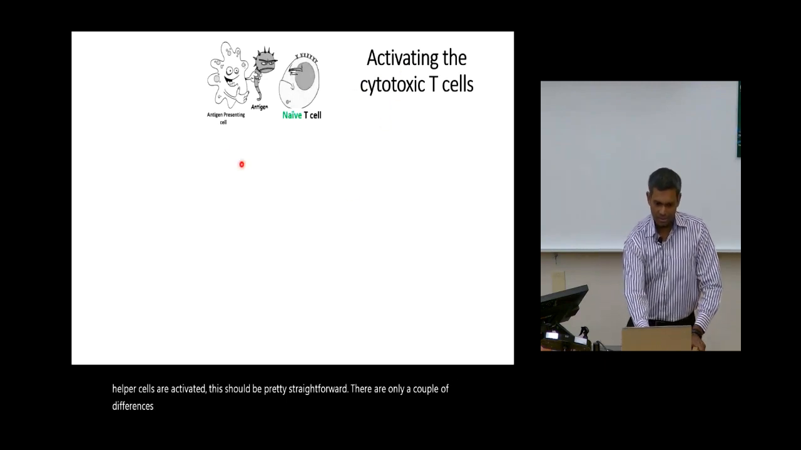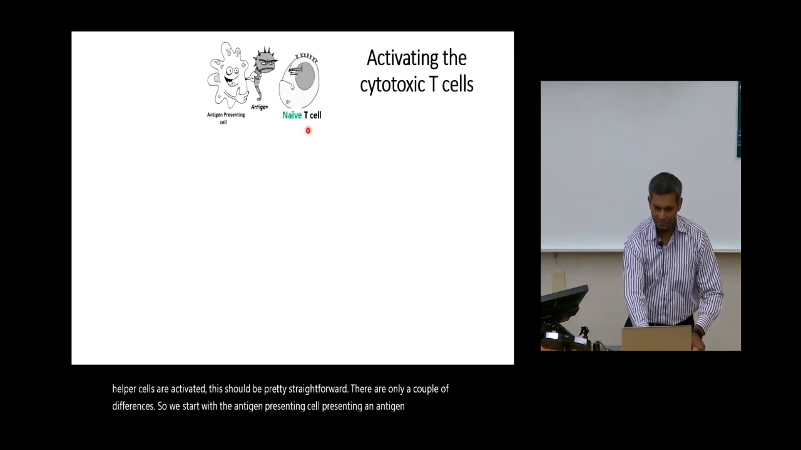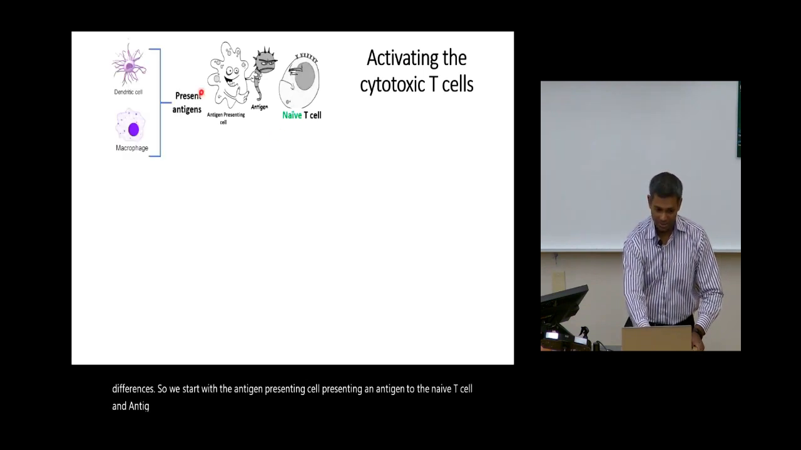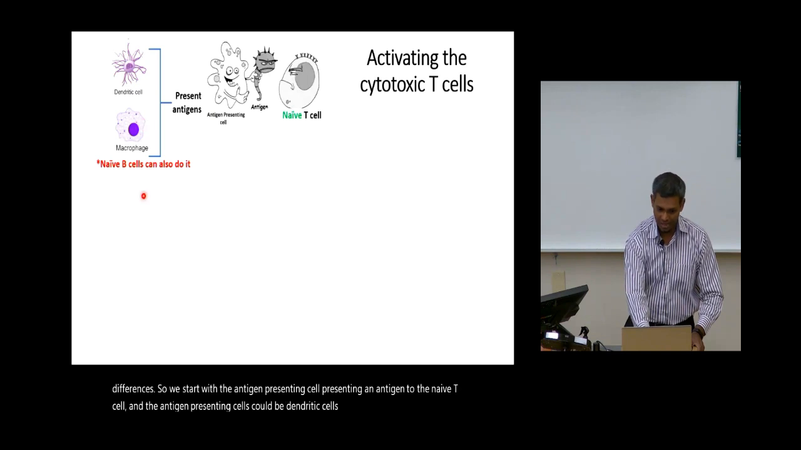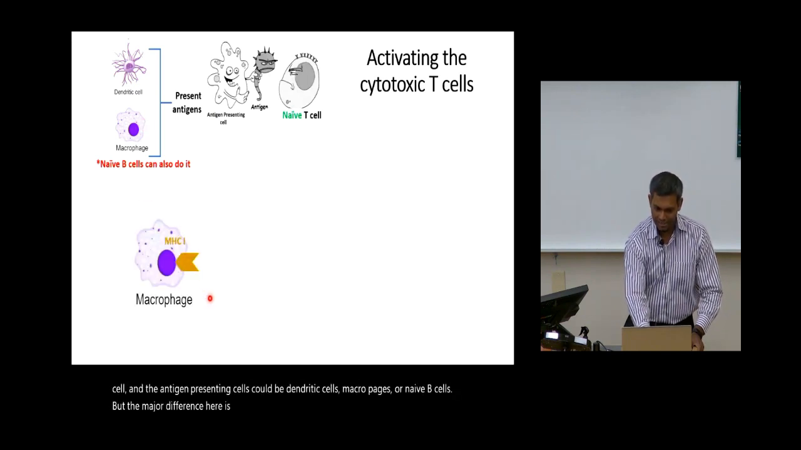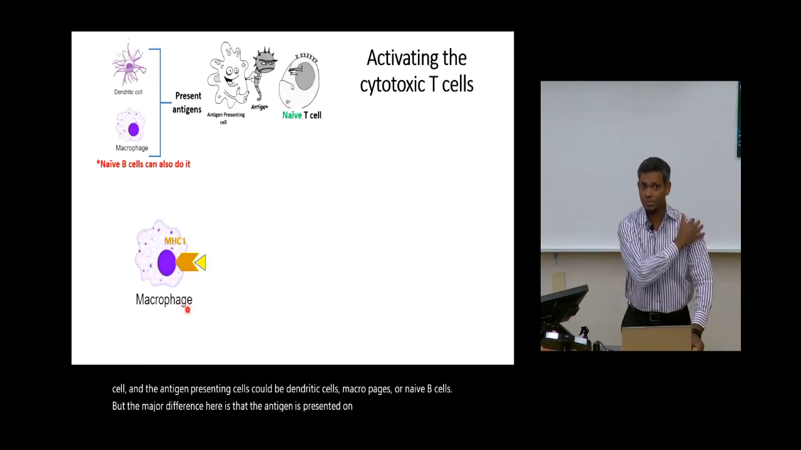So we start with the antigen presenting cell presenting an antigen to the naive T cell, and the antigen presenting cells could be dendritic cells, macrophages, or naive B cells. But the major difference here is that the antigen is presented on a MHC1 protein, right?